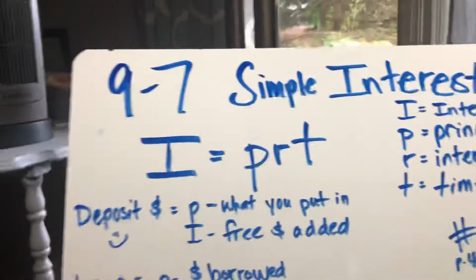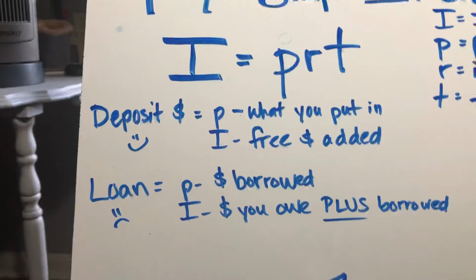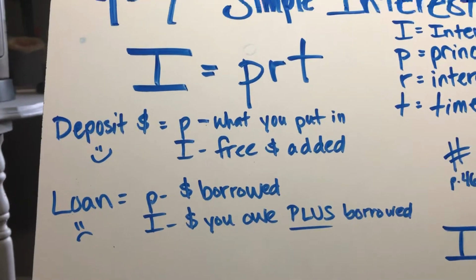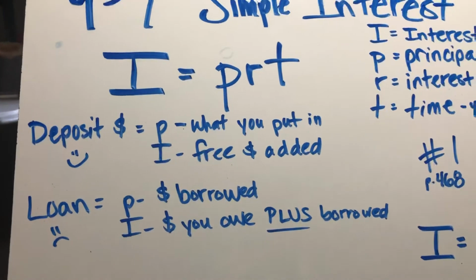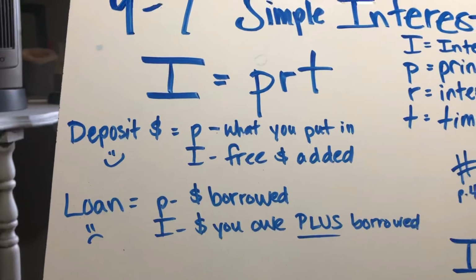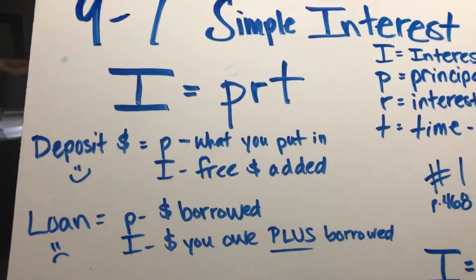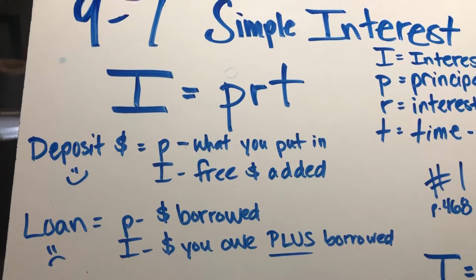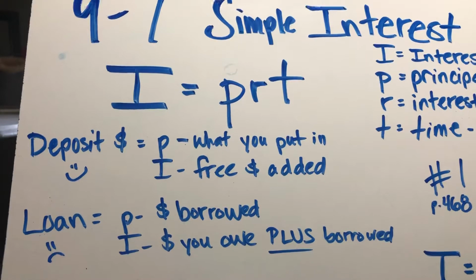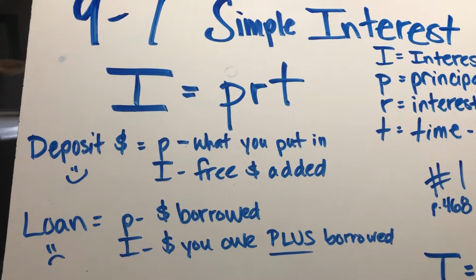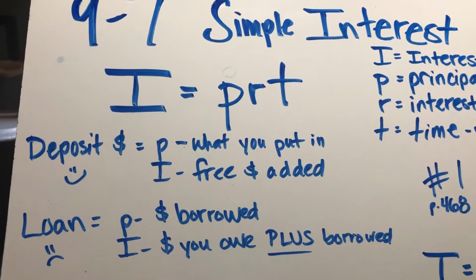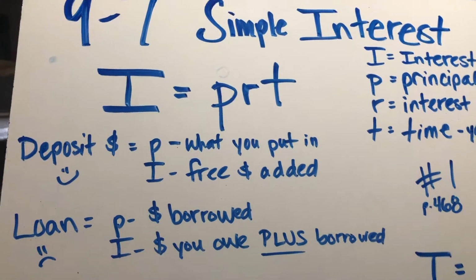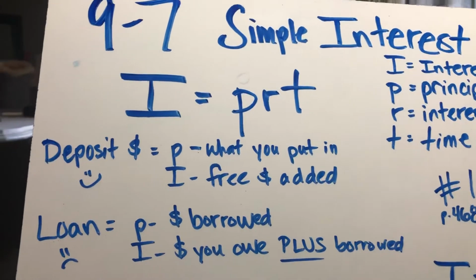Anyway, I'm going to talk to you a little bit about what all of this stuff means. This is kind of grown-up stuff here. When you put money in a bank account, like a savings account, we call that a deposit, okay? When you deposit money, the principal is how much money you put in. The interest on a savings account, in the United States of America, is free money that's added to your original amount that you put in.